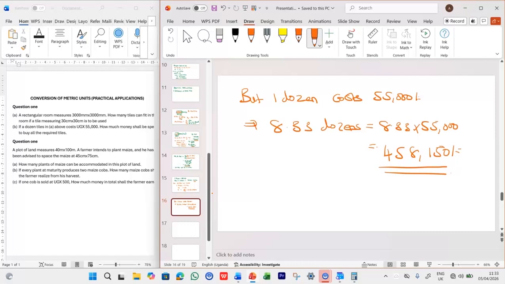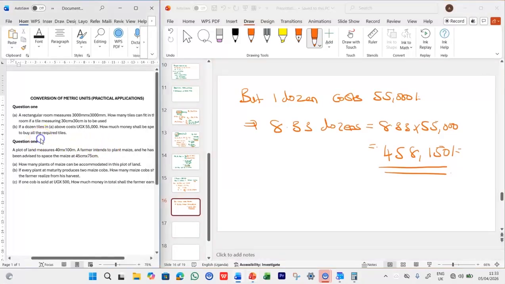In our next lesson, we are going to look at question number 2. We are going to look at how to convert this in our next lesson.